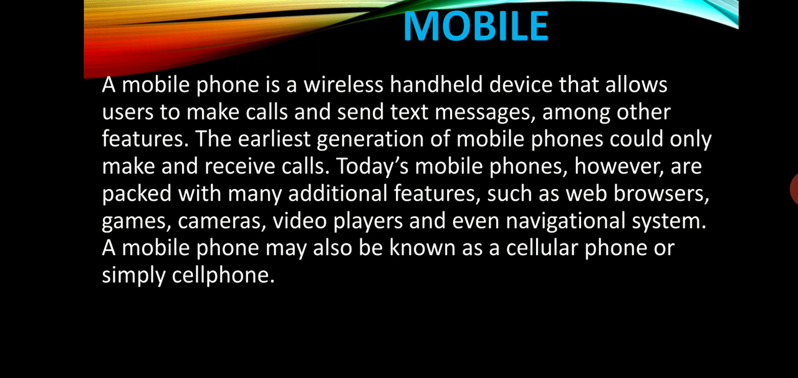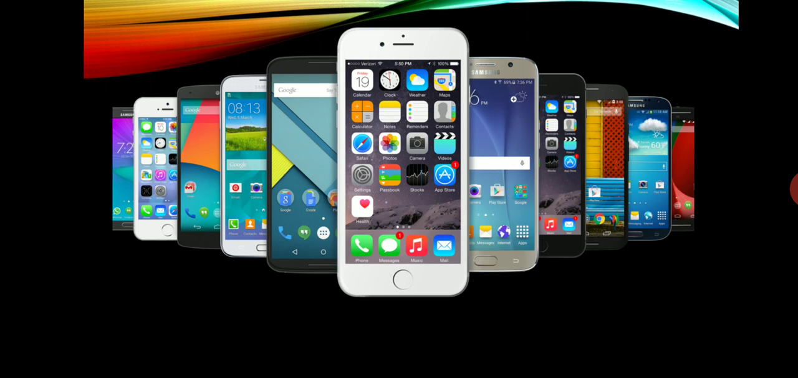The earliest generation of mobile phones could only make and receive calls. Today's mobile phones, however, are packed with many additional features such as web browsers, games, camera, video player, and even navigational system. A mobile phone may also be known as a cellular phone or simply a cell phone. So here are the images of different mobiles. I think it is clear to you.